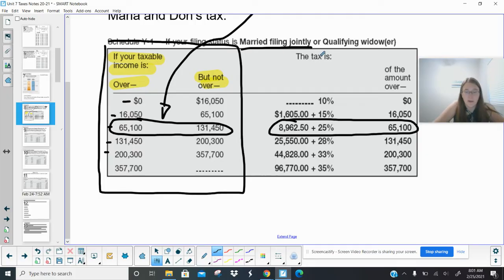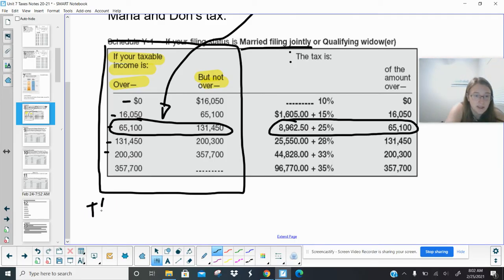So here's the next step. We are going to write a sentence because again, we have to read this table as a sentence. If your income is over 65,100, but not over 131,450, the tax is this of the amount over this. Again, it bounces up and down. So I'm going to start right here. I'm going to copy this as a sentence. You don't have to do this every time. Once you realize what you need to do, you don't have to copy the sentence every time. But I'm going to start there.